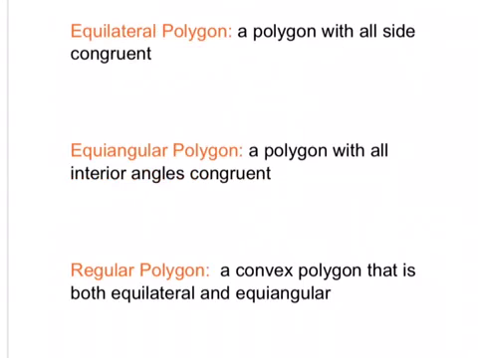An equilateral polygon is a polygon with all sides congruent. So if I were to draw it, I could draw an equilateral triangle, which means all the sides are the same. And a square is equilateral. All the sides are the same length, and we can do the same thing with a 5-sided figure.